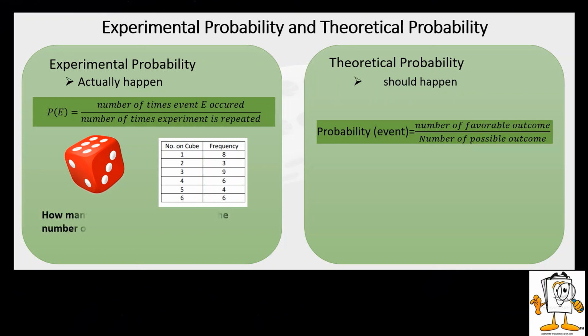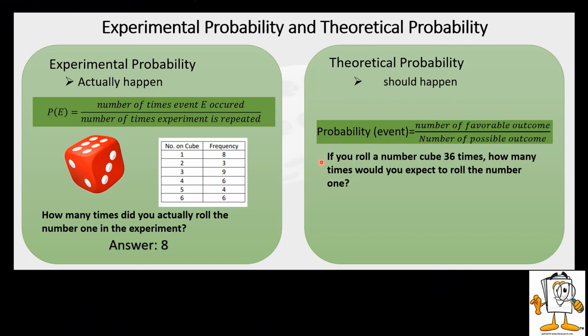In experimental probability, how many times did you actually roll the number 1 in the experiment? So tingnan lang natin sa table natin, ilang beses lumabas yung number 1? Okay, so there are 8 times. So ibig sabihin, 8 ang sagot natin dyan. Ngayon, if we're going to have the theoretical probability, if you roll a number cube or die 36 times, how many times would you expect to roll the number 1? So the probability of getting 1 is 1 over 6. Ang kailangan natin 36 times. Kung sa unang roll natin ay 1 over 6, pag inulit natin yun ng 36 times, so 1 over 6 multiplied by 36, and we come up with 6. Ibig sabihin, 6 na beses na lalabas yung number 1 if we are going to roll the die 36 times.